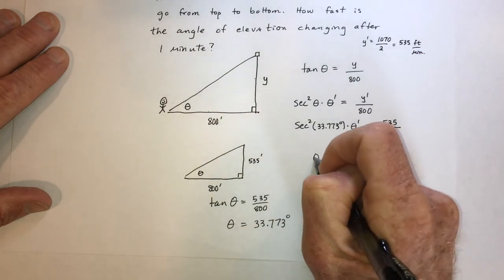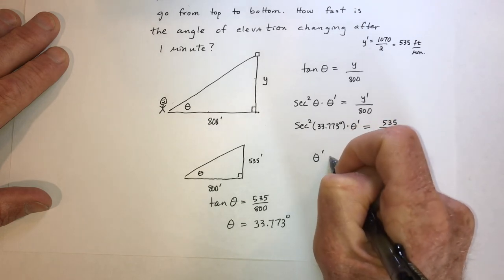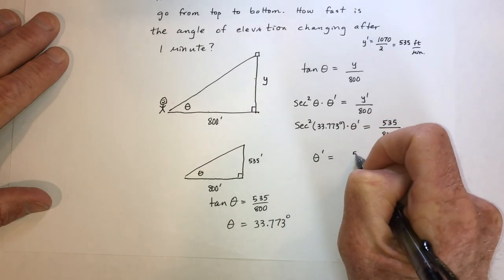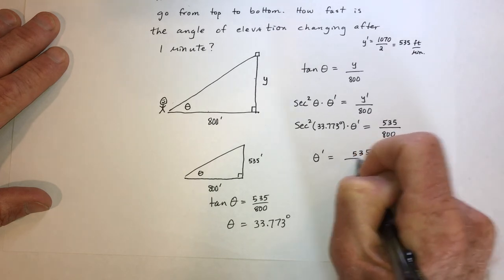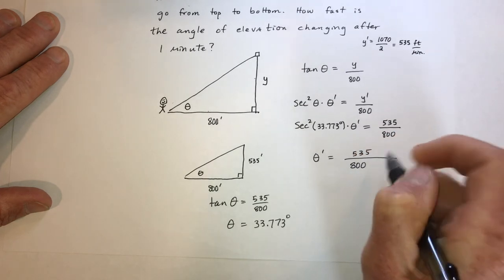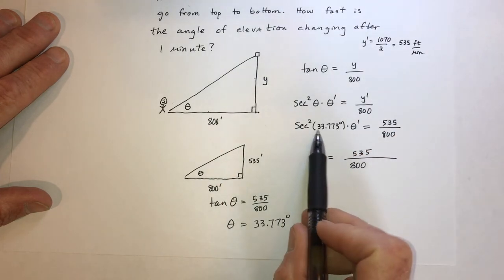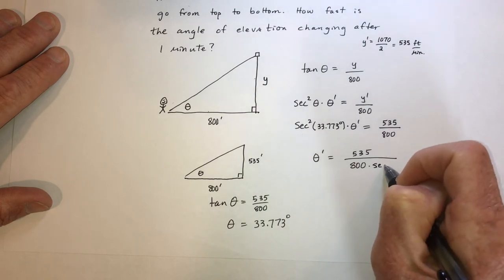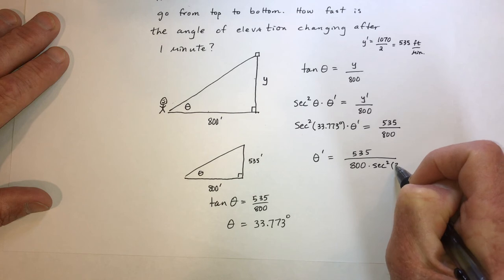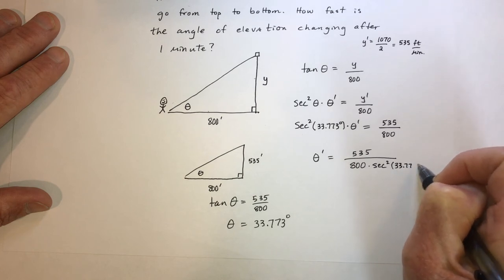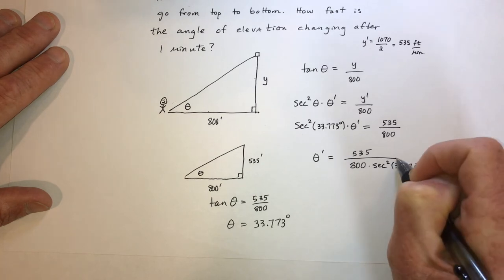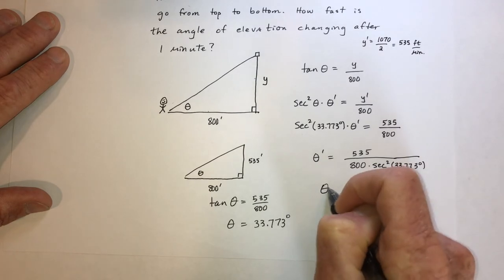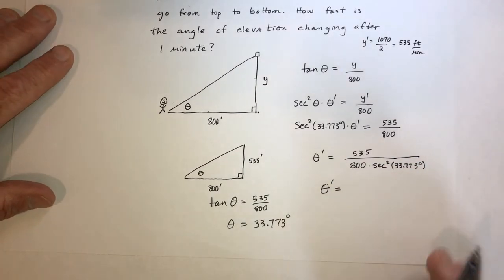And then theta prime is going to be 535, which was divided by 800. And then I need to divide both sides by this secant squared. So it's going to end up in the denominator over here. And last, just type that into the calculator.